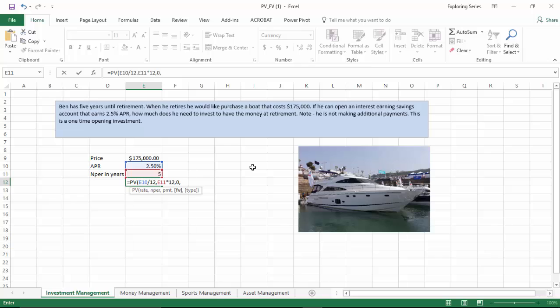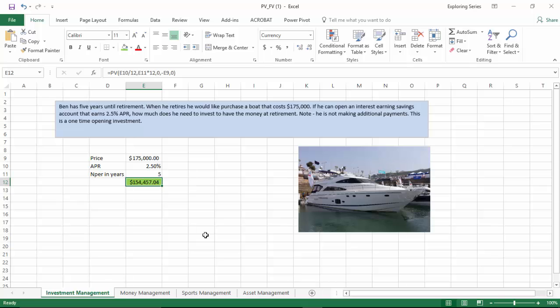So here's the deal. Here's what we're telling Excel. We're saying that we need to have a future value of $175,000 here. Because we know how much we need to have in 5 years, we can just plug that in. It's 175,000, and we're going to use a type of 0 because it doesn't specify beginning or end. And at this point, it's going to tell you 457.04. So here's what that means.